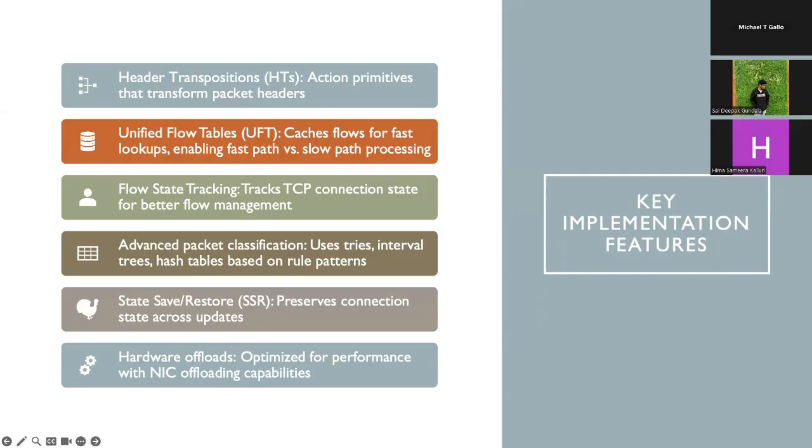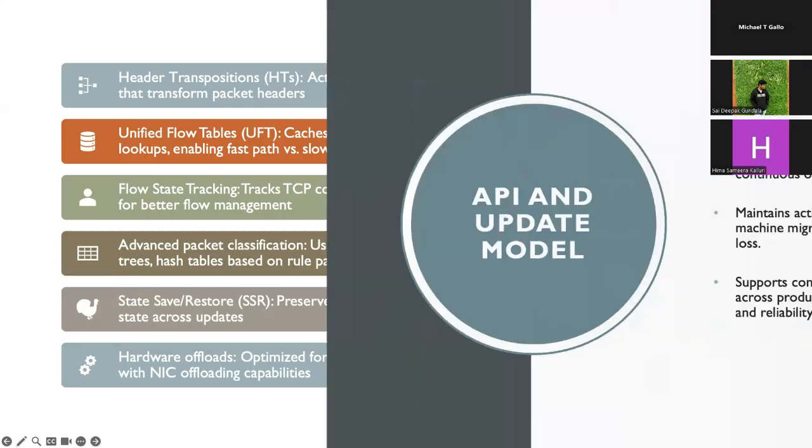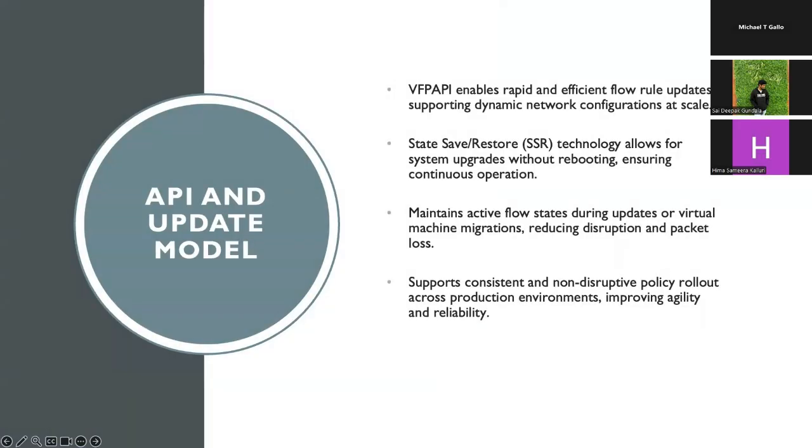The SSR allows the system to preserve connection and flow state during updates or migrations, avoiding disruptions. This is particularly useful in production environments where uptime and continuity are critical. The VFP leverages NIC offloading for actions like tunneling and flow enforcement. By pushing certain tasks to hardware, the system achieves high throughput while minimizing CPU usage. Coming to the next slide, API and update model. VFP API provides an interface that allows for fast and efficient updates to flow rules.